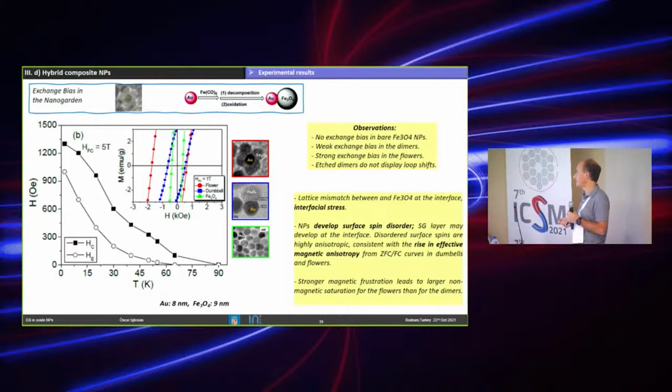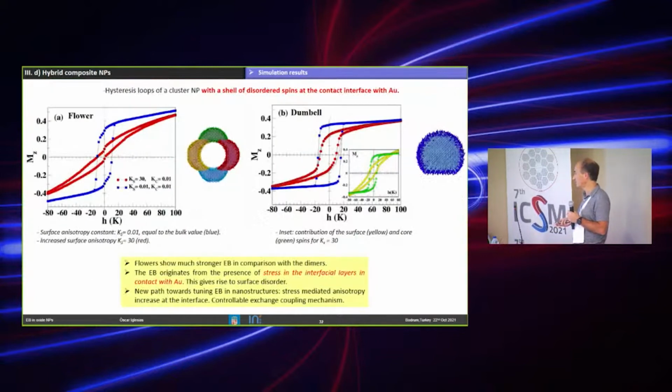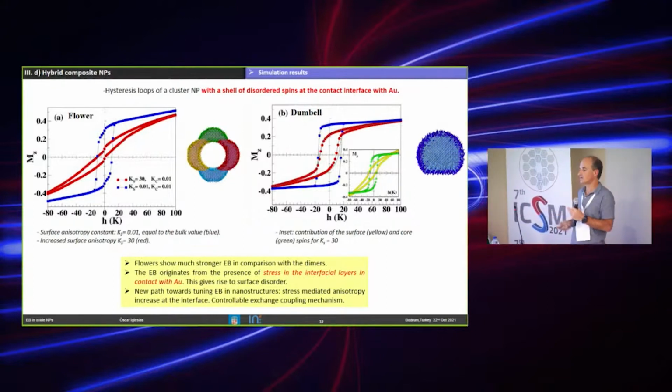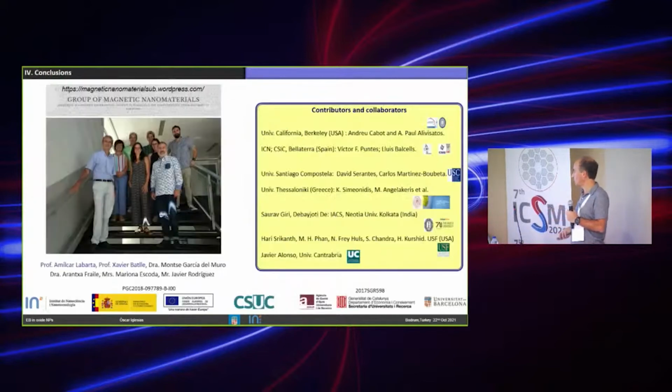It turns out that in this case, there's a strong lattice mismatch between the gold and the magnetite, and this is responsible for the increase in anisotropy at the interface of contact, and therefore we believe that the stress present at the interfacial layers in contact with the gold gives us this strong surface disorder, which is responsible for the hysteresis loop shift, as can also be contrasted with simulations. And since I'm short of time, I think this is my last slide.